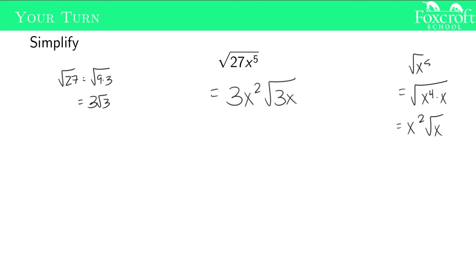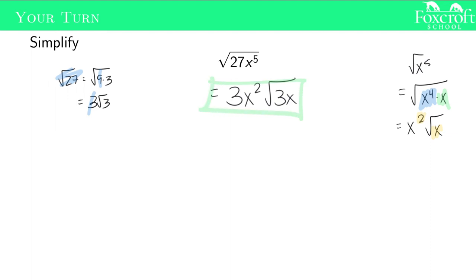And here's the answer. The 27 part is 9 times 3, so the 9 comes out as a 3. It gives us 3 square root of 3. For the x to the 5th part, you look at the biggest even part, so we have x to the 4th and 1 extra x. When we take the square root of x to the 4th, we just divide that exponent by 2, and that 1 x stays in there. Putting it all together gives us our final answer, 3x squared times the square root of 3x.